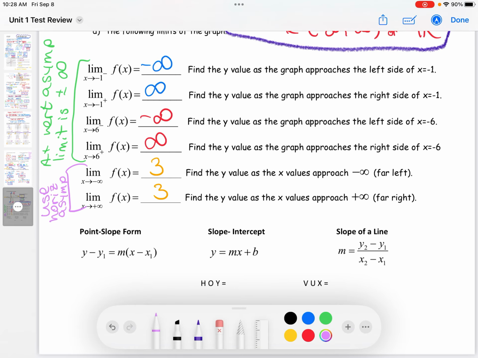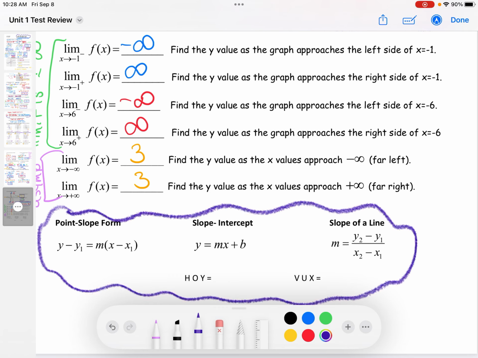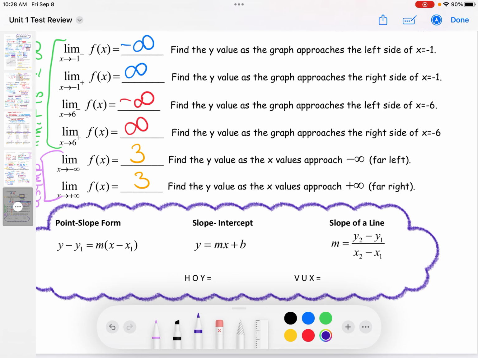All right, and one more quick thing. These formulas here are all given to you on the test.